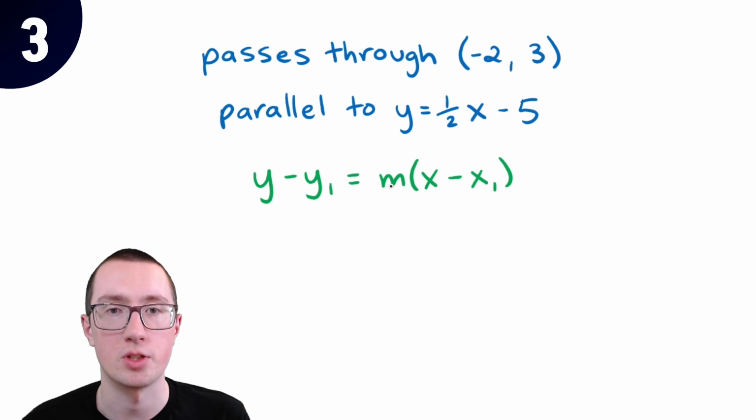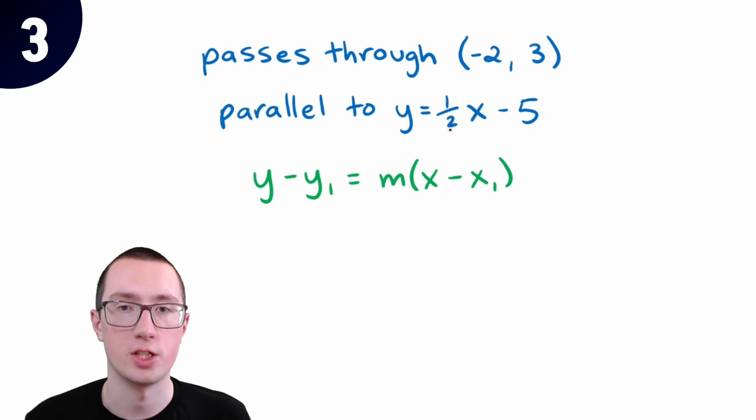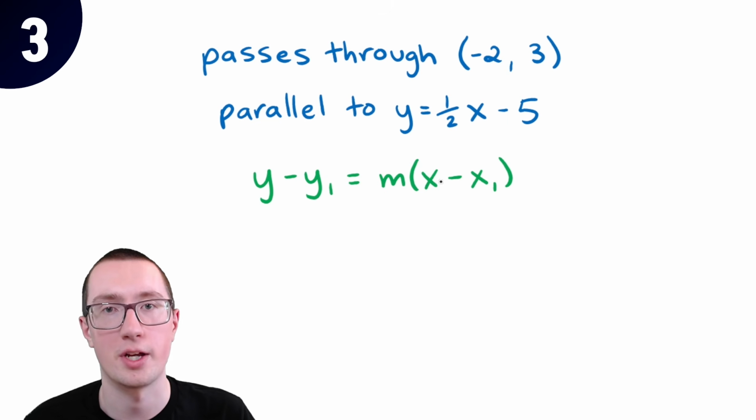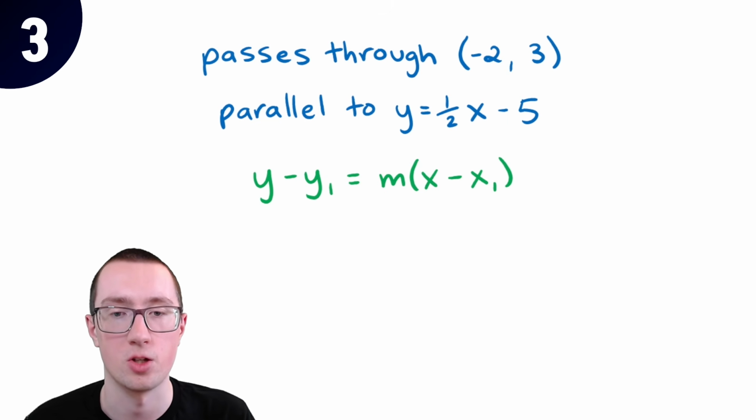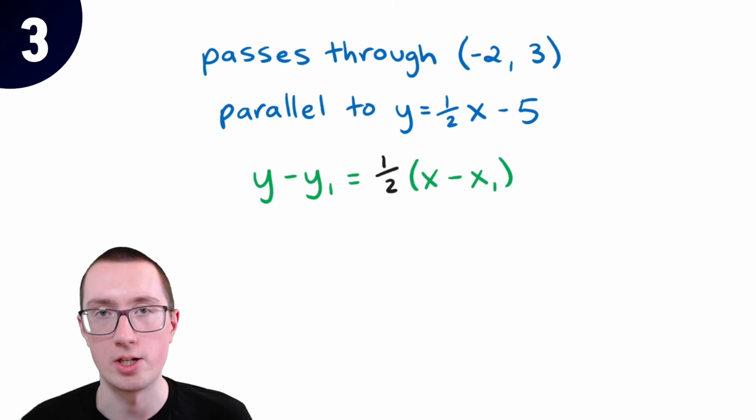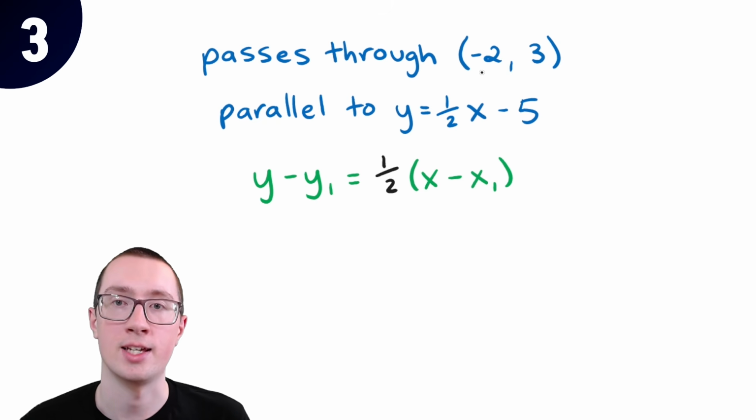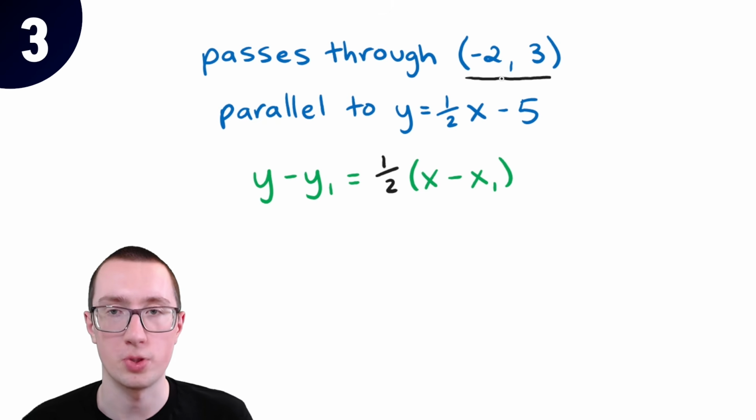So just like y equals mx plus b, the x and y are going to stay x and y. M is going to be our slope, which in this case is 1/2, because parallel lines always have the same slope. So we're just going to replace m with 1/2. That is our new slope. And then y1 and x1 are the coordinates of a point that we know is on the graph. In this case, we know that -2, 3 is on the graph, so we can just put those numbers in.